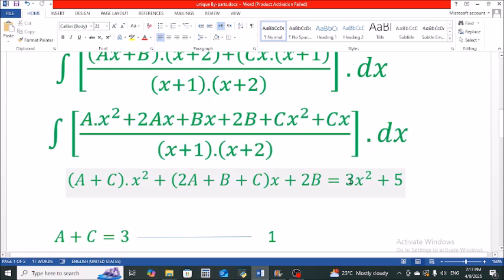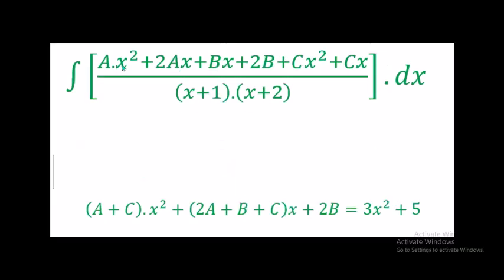a plus c equal to 3, and 2a plus b plus c is equal to 0. There is no x term here. And b, the coefficient of x to the power 0, is 5, because 5 is 5 times x to the power 0, which is 1. Grouping constants here, as you see, this is our integration after taking the LCM: ax squared plus 2ax plus bx plus 2b plus cx squared plus cx.